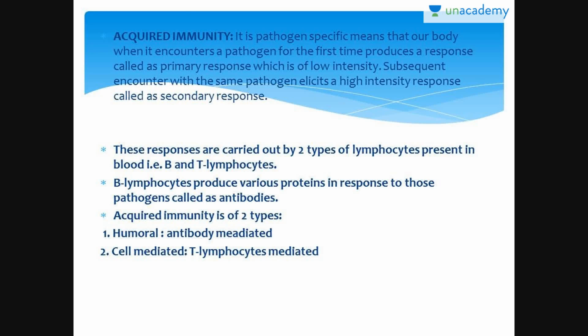Acquired immunity is also known as adaptive immunity, the immunity developed after birth. It supplements the immunity provided by innate immunity. Acquired immunity has a few features: specificity, diversity, discrimination between self and non-self, and memory. These responses are carried out by two types of lymphocytes present in blood, B and T lymphocytes. The B lymphocytes produce various proteins in response to pathogens called antibodies. Acquired immunity is of two types, humoral and cell-mediated.